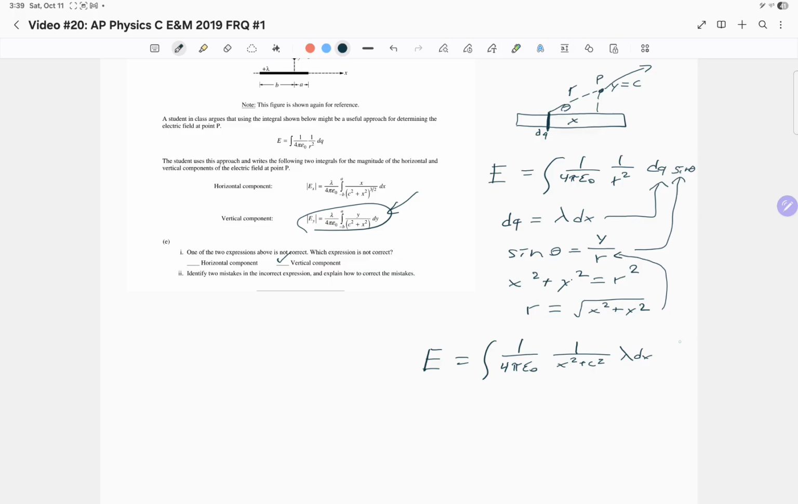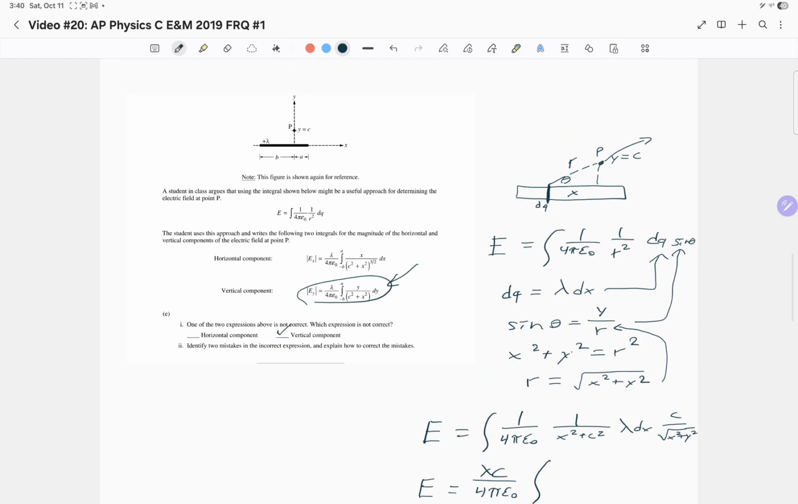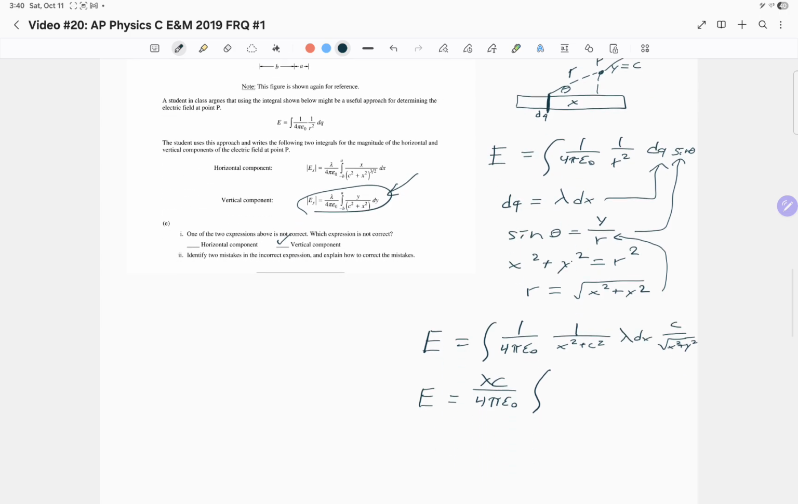And times sine theta, which is going to be y over r, not y, c, right? I don't know why I'm making this more complicated for myself. x squared plus y squared. Now, finally, if we clean this up, we could pull lambda, c, and 4 pi epsilon naught outside the integral. Yes, we could do all of those wonderful things. So what that's going to look like is we're going to have lambda c over 4 pi epsilon naught times the integral. And the vertical component will be from negative b to a.